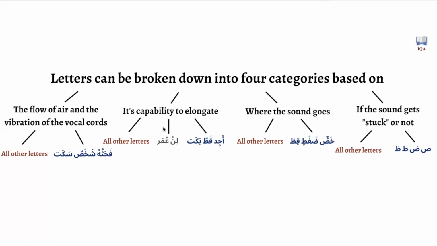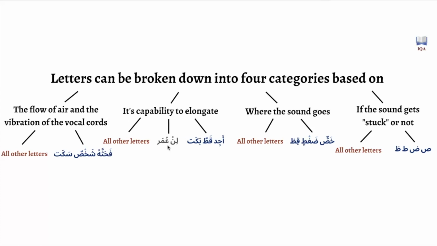The second way to look at letters to break them down is from the perspective of its capability to elongate. There are certain letters, the ones in blue here, which cannot be elongated, which are the letters in this acronym here: Ajad, qattun, bakat. These letters cannot really be elongated, meaning that I cannot make a hamza long, right? Because the hamza is a glottal stop. Your 2 vocal cords are coming together and closing on each other. There's no way for me to elongate that and to make it long. There's just no way. It just stops the flow of air.